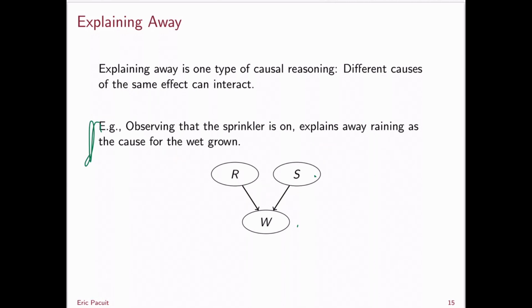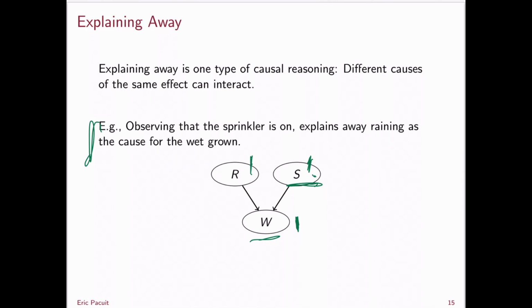So here we have a situation where we're looking at the ground and we see that the ground is wet. So W is true when the ground is wet, false otherwise. R is true when there's rain and false otherwise. S is true when the sprinkler is on and false otherwise. Now the rain can cause the ground to be wet, but the sprinkler can also cause the ground to be wet.